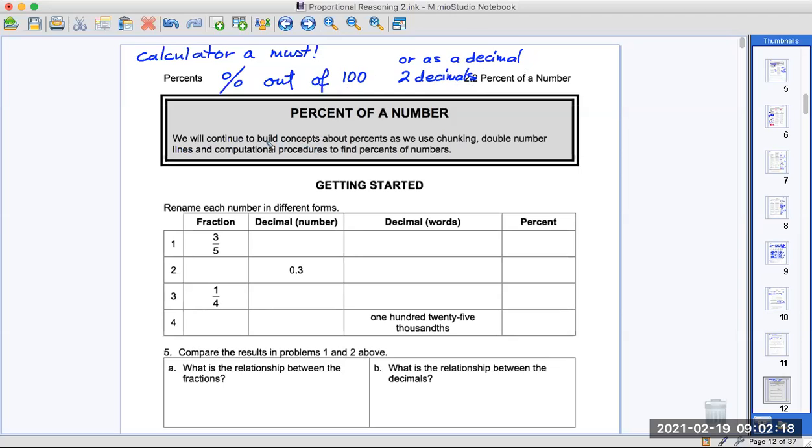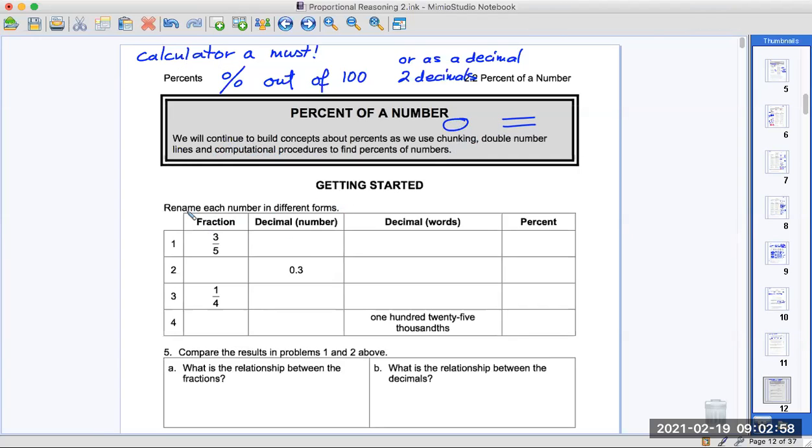We will continue to build concepts about percents as we're chunking. Chunking is like grouping things together differently. Double number line, and computational procedures to find percents of numbers. When we do computational procedures, that's when you need a calculator. In the end, that's how you're going to find percent. It's leading you up to that. If you understand the calculator right away, that's probably the fastest, but this will help you understand it better.